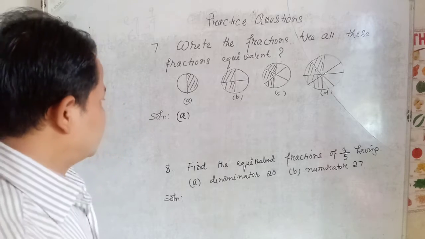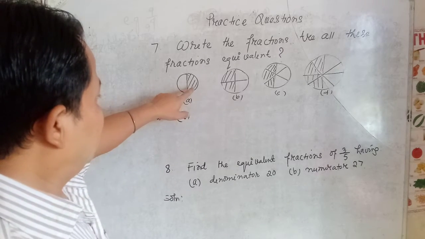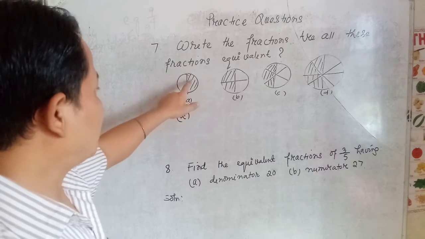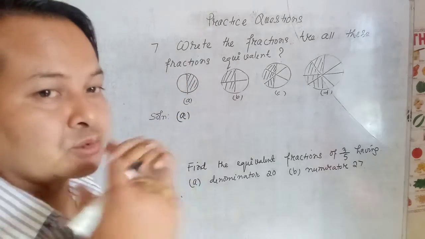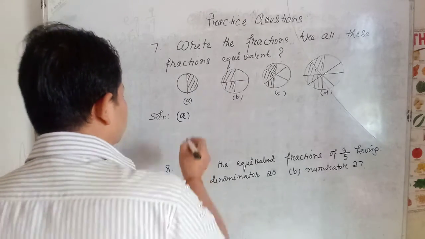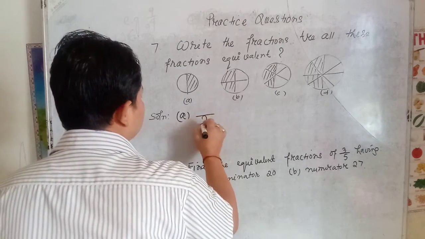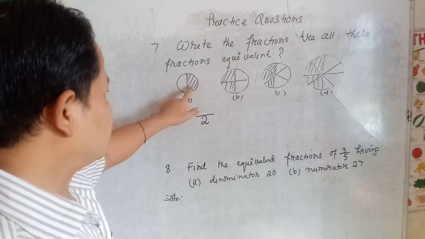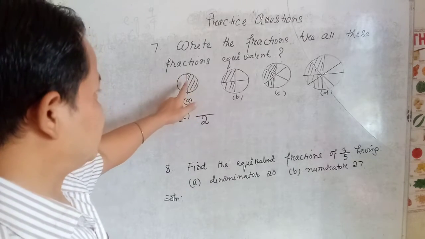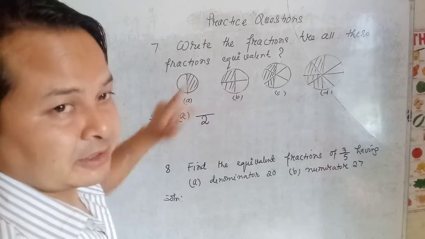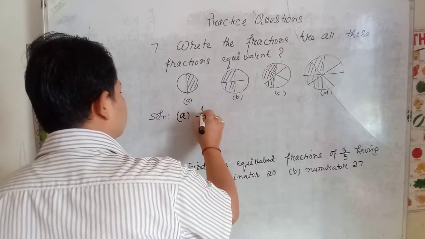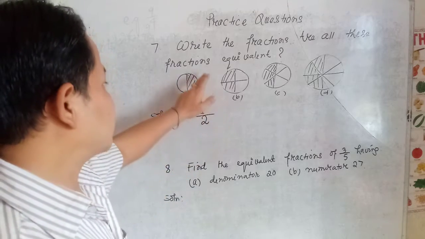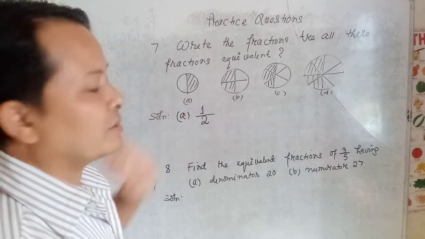The part may be smaller or greater according to the question. So now the circle is divided into two halves, that means 1, 2. So the total part or whole part should be 2, that means the denominator should be 2. And the shaded portion, there is only one shaded portion, so the numerator should be 1. That means the required fraction of this figure is 1/2.